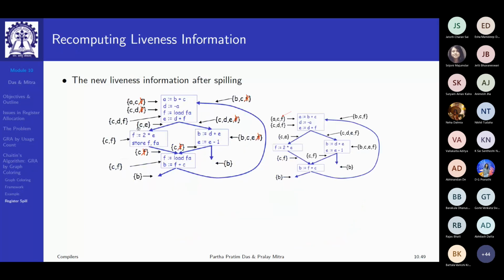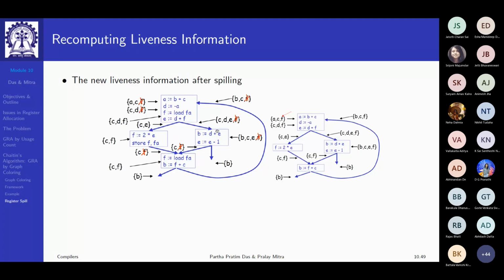So I will recompute the liveness information based on what I have. What will the liveness be? This on the right is the original graph, which had the liveness. Now F will be live only from its definition here to its use here, right? So C, D, F.